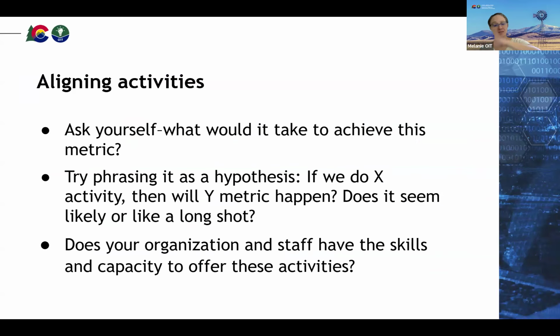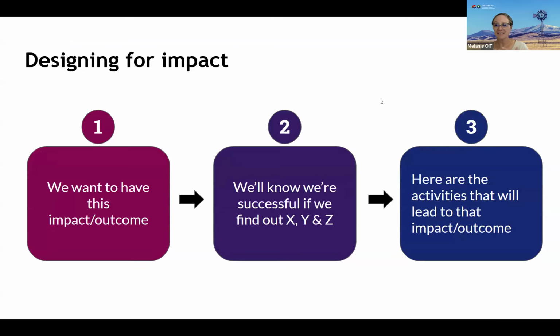Yeah, these are just recaps. We are reiterating this over and over again. Think about what it's going to take to get to this metric. You can use it as a hypothesis: if we do X activity, then will Y metric happen? Is it likely, or is this just sort of throwing spaghetti at the wall? And then finally, do you have the capacity to do the activities? All right, wrap up. This can also be called designing for impact. Keep it in your mind. Hopefully this sinks in. I don't know. Next slide.